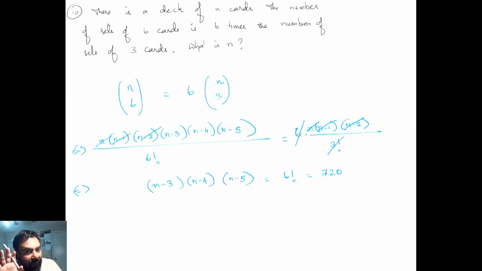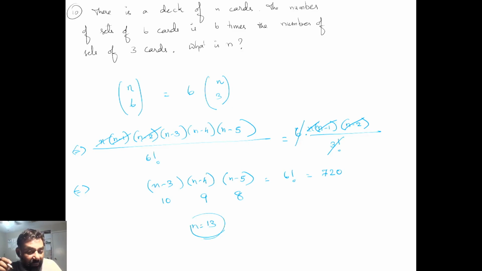So that itself should give you a big hint. So 8 times 9 times 10 is a simple answer, correct? 8 times 9 times 10 is equal to 72 into 10, which is 720. So this is 8, this has to be 9, and this has to be 10, right? So that means n is 13.